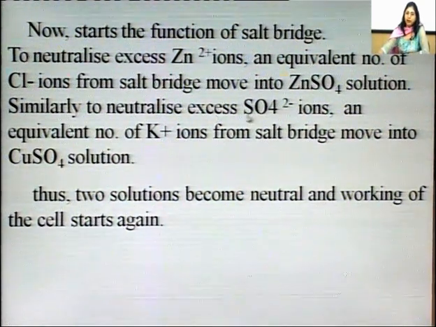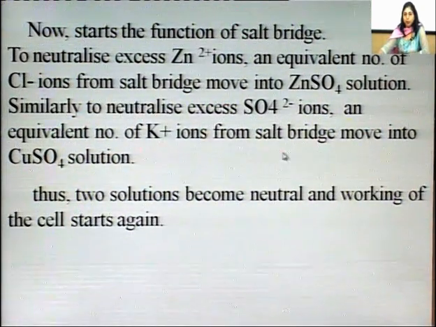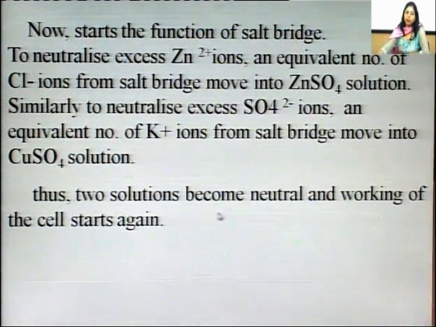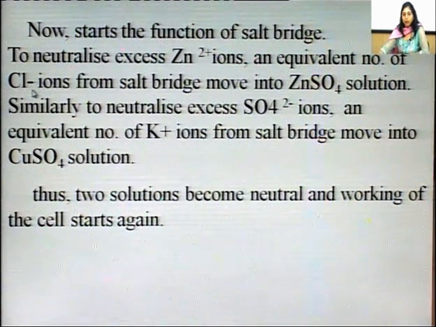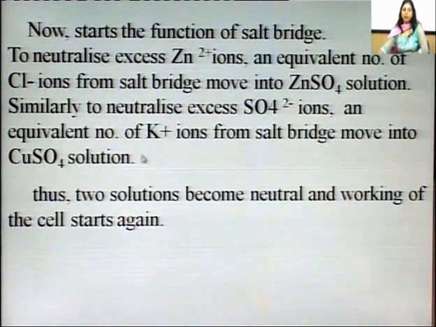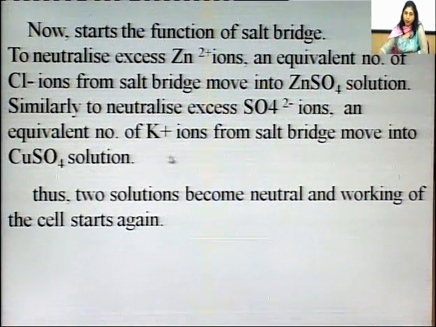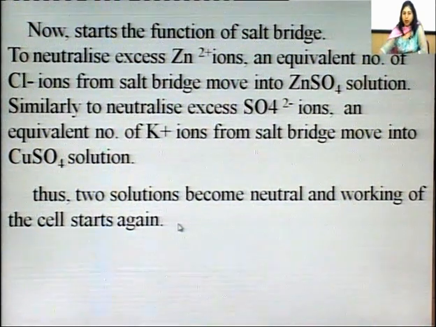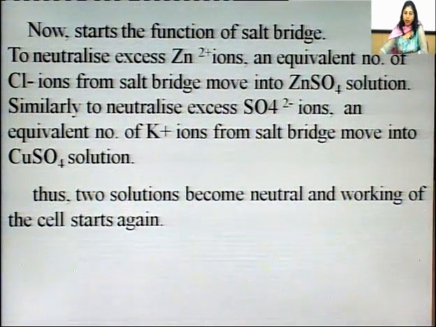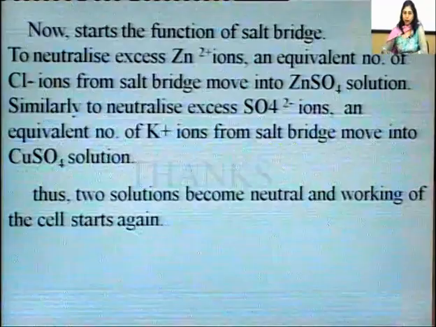Similarly, to neutralize excess sulfate ions, an equivalent number of potassium ions from the salt bridge move into the solution. Thus, the two solutions become neutral, as the chloride ions have neutralized the oxidation half cell, and the potassium ions have neutralized the reduction half cell. That means oxidation and reduction will again start, or we can say that the working of the cell starts again. So, this is all about it.